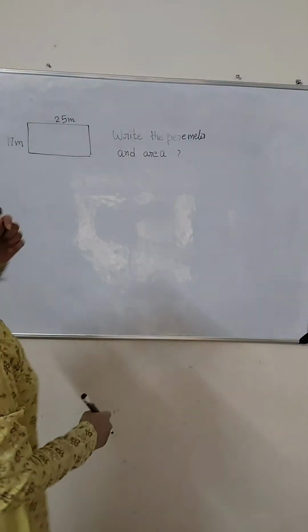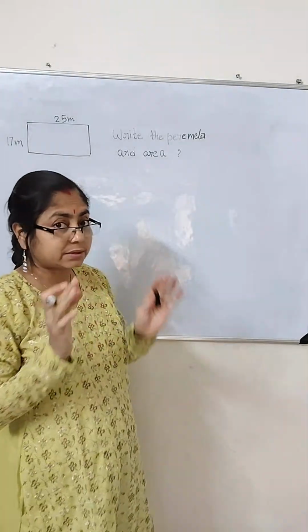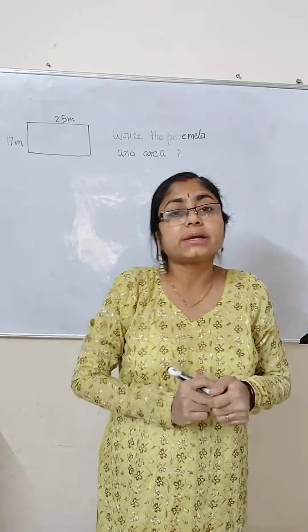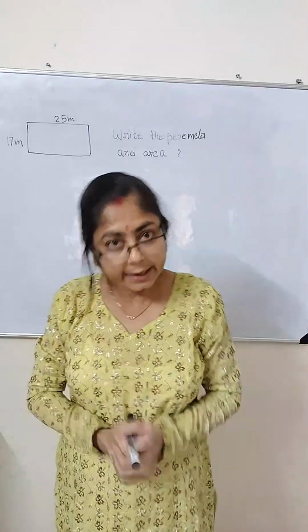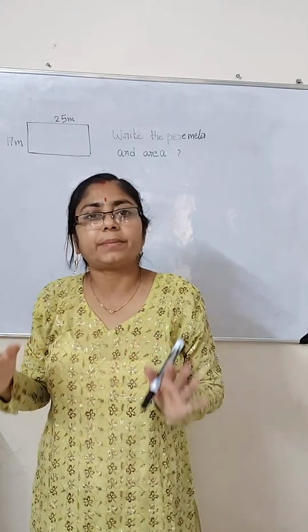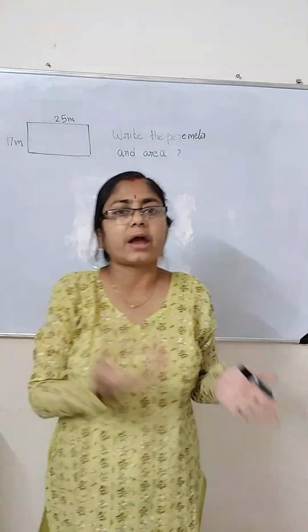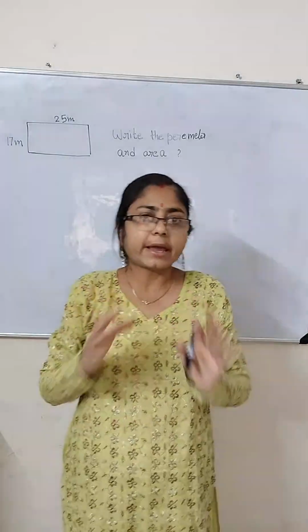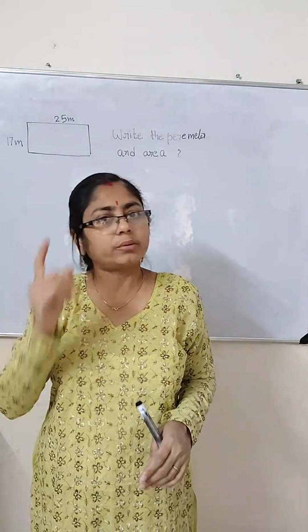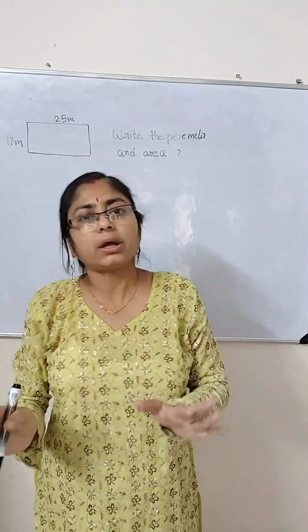Okay. So first, before starting the maths, let me clear some things. What is the perimeter and what is the area? Perimeter means the boundary line. Boundary part is called the perimeter. It is for any quadrilateral shape, anything: triangle, square, rectangle, anything. Perimeter means the boundary line. And the area means the inside part is called the area.